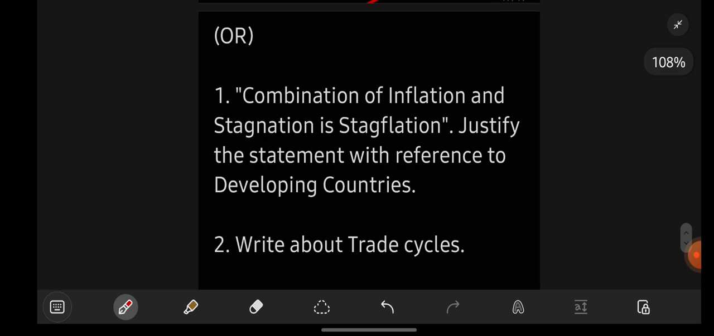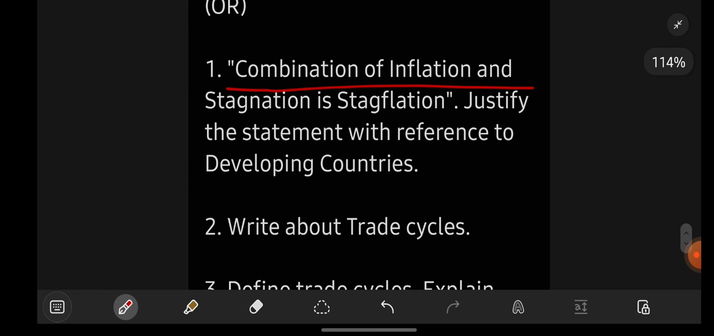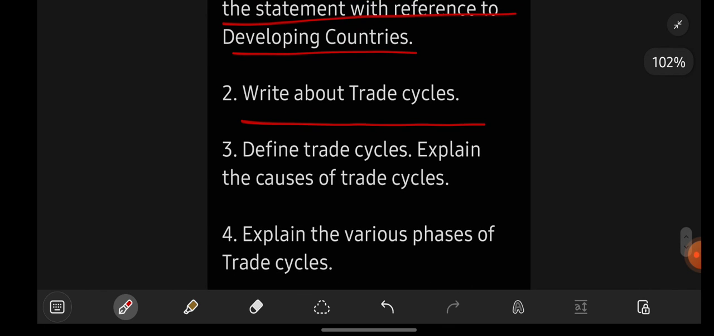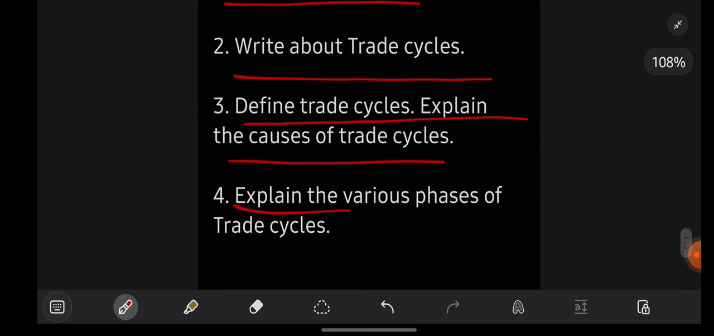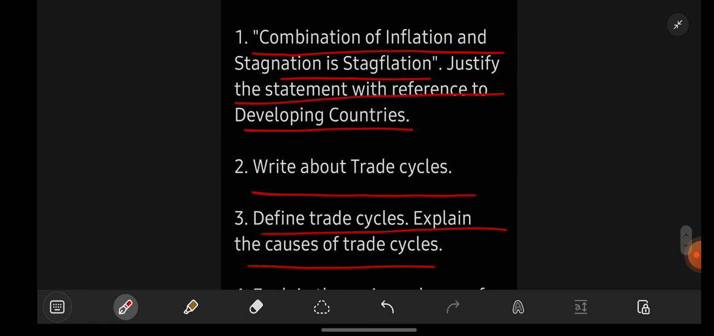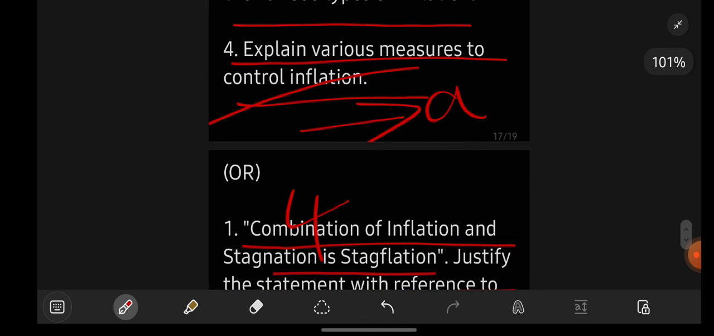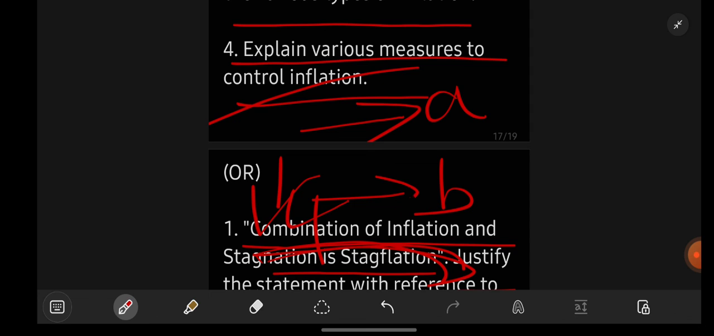If you leave all that and go with the lower ones: the combination of inflation and stagnation is stagflation, justify the statement with reference to developing countries. Write about trade cycles, define trade cycles, explain the causes of trade cycles, explain the various phases of trade cycles. So below also you have been given 4 questions. If you are perfect with these 4 questions, you will be able to attempt B1.